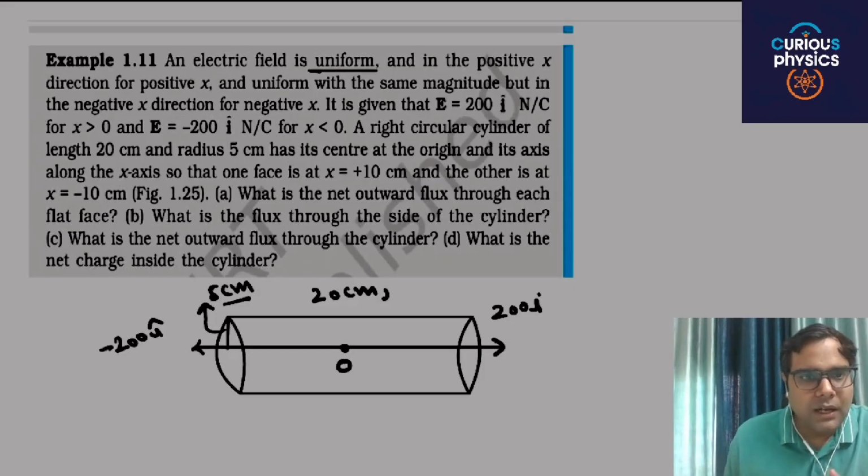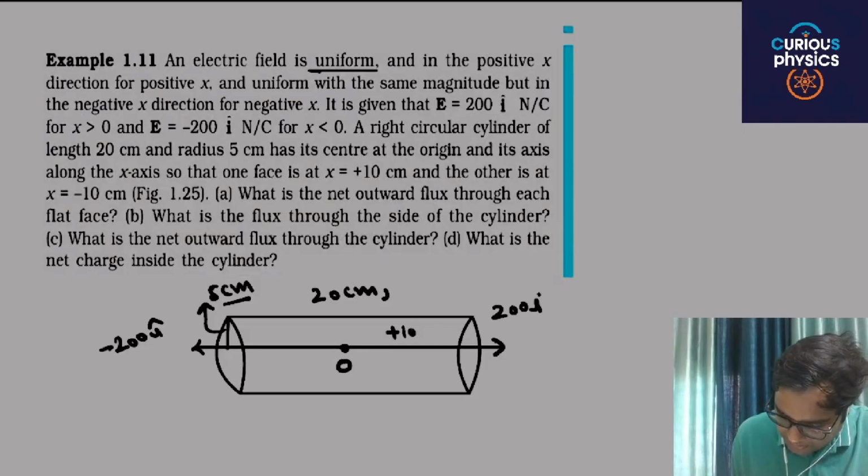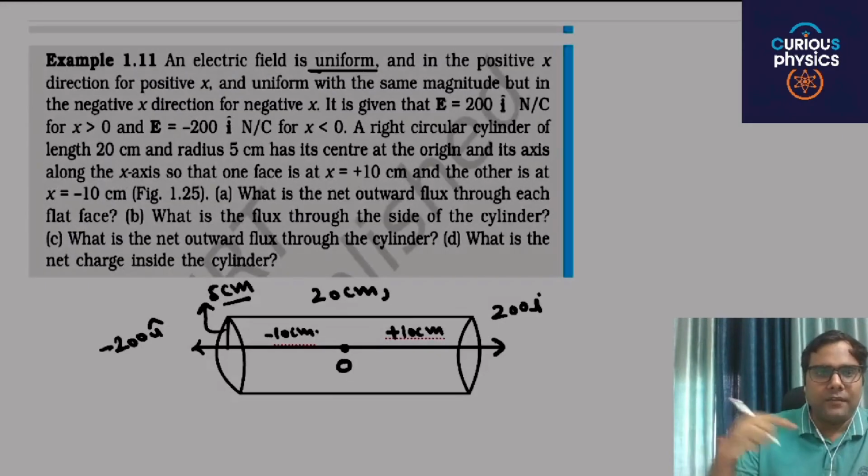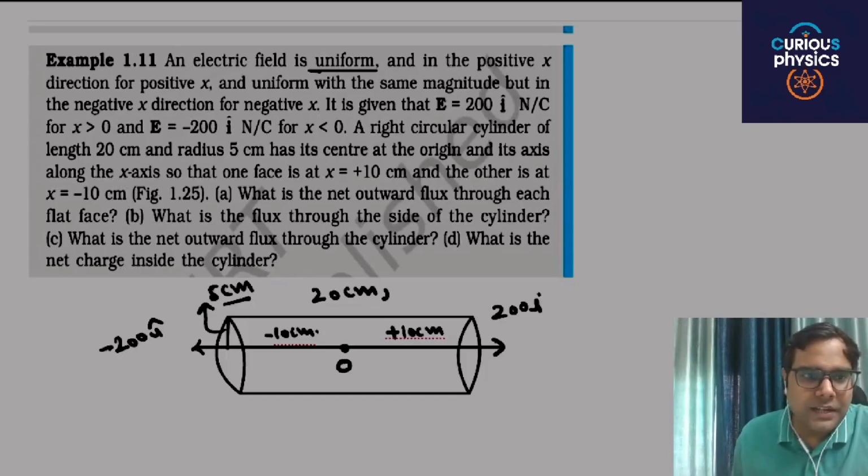And after that, a right circular cylinder of length this and this has its center at the origin and its axis along the x-axis, so that one face is at positive 10. So from here to here this is plus 10 centimeter, and there to here this is minus 10 centimeter. This is the positive x direction and backward is negative x direction. So what is the net outward flux through each flat face? You have to find the net outward flux.